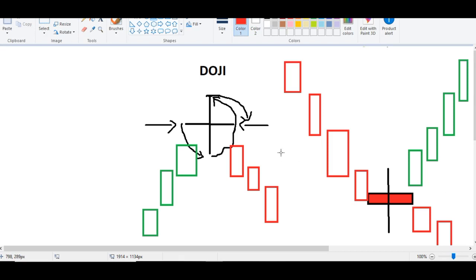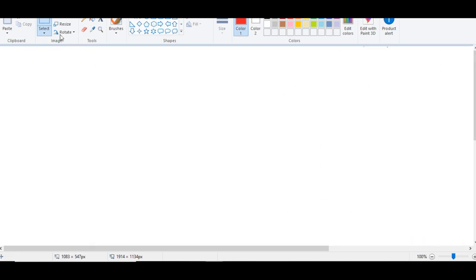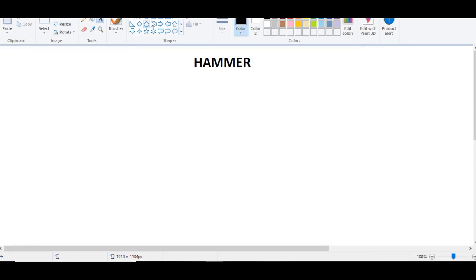So all we need to keep in mind is whenever we see a doji pattern like this, we need to be alert, because there may be a chance that price may reverse from that point. So whenever you see a doji, think of indecision and just be alert. All right, let's come to the next candlestick pattern, which is one of my favorites, and it is called a hammer.